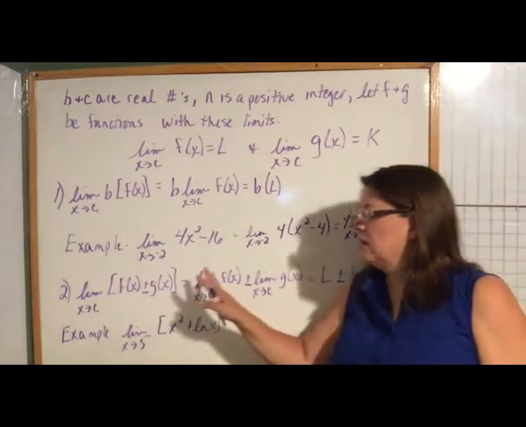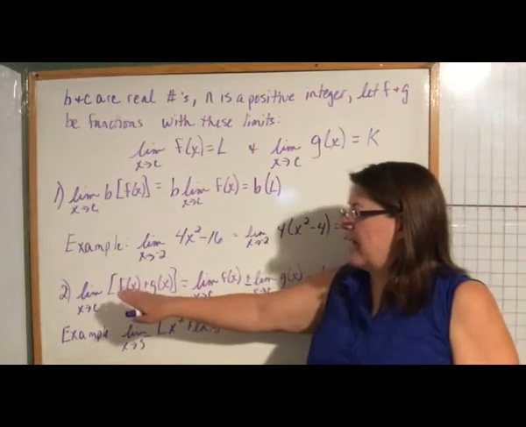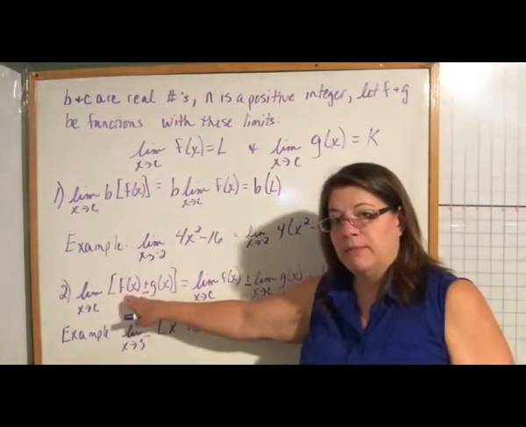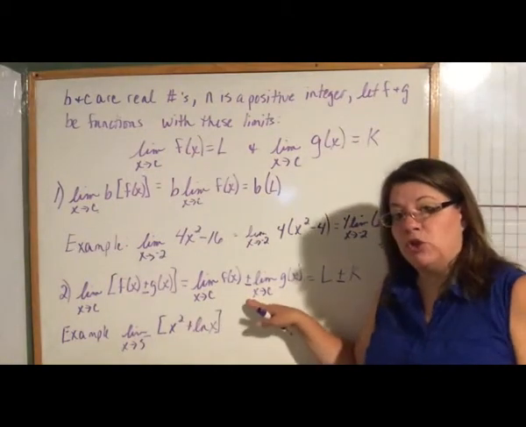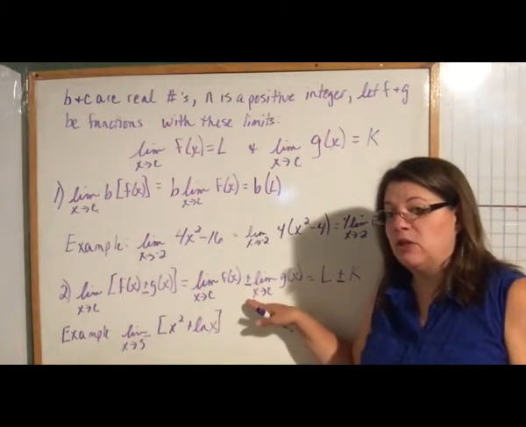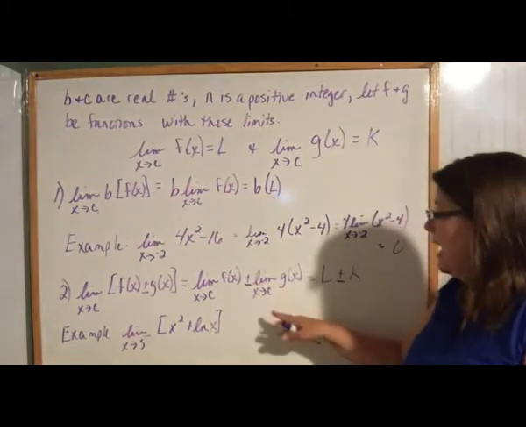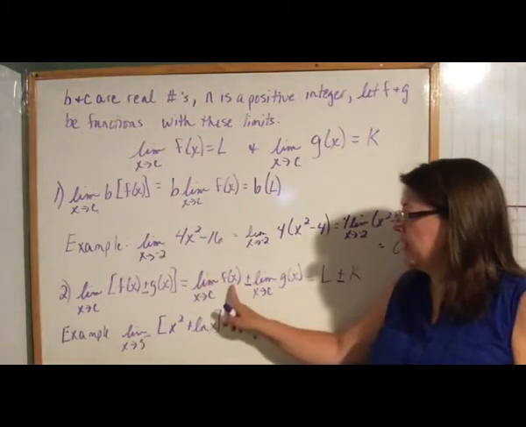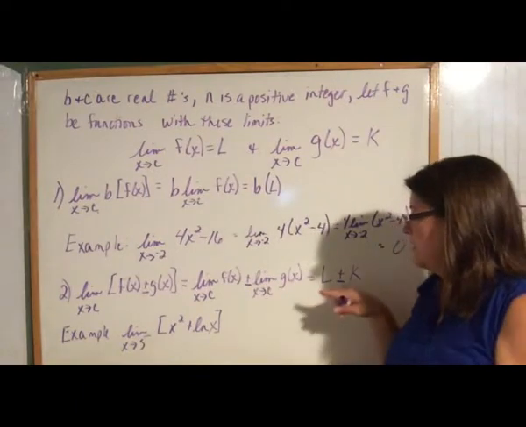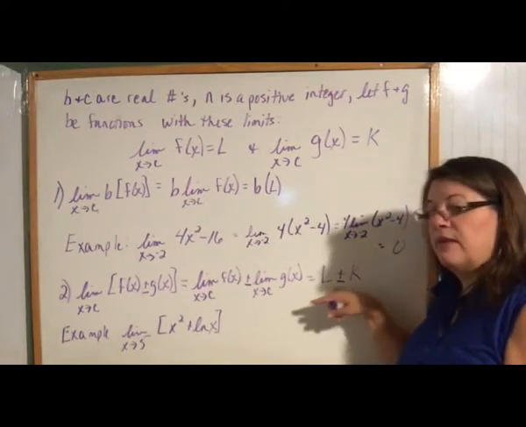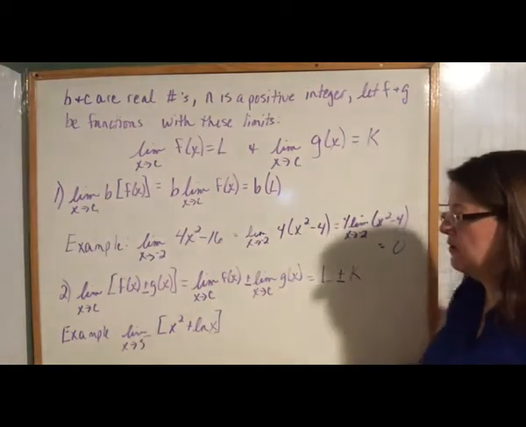So I've separated them out. I had the limit of a sum or difference, and I made it the sum or difference of two separate limits. And you would get the same answer either way. And so if you know the limit of f of x as x approaches c is L, and the limit of g of x as x approaches c is k, then all you have to do is add those two limits together. So here's an example.